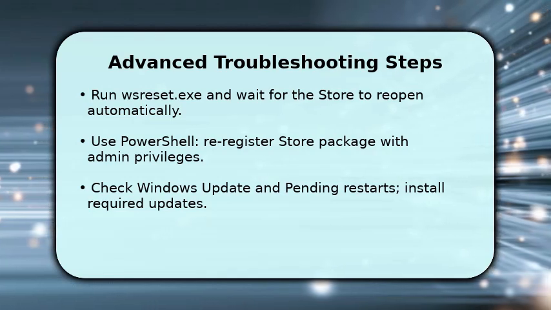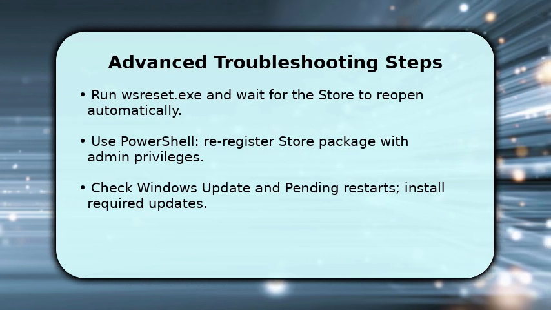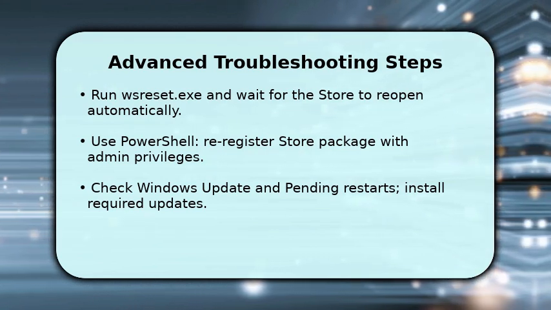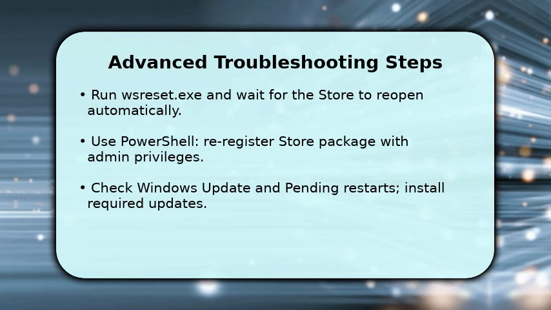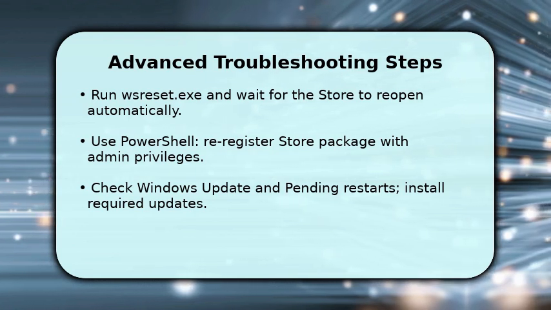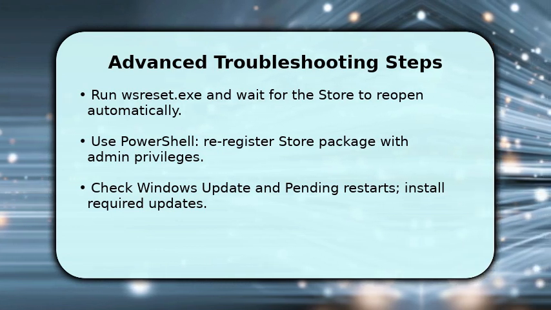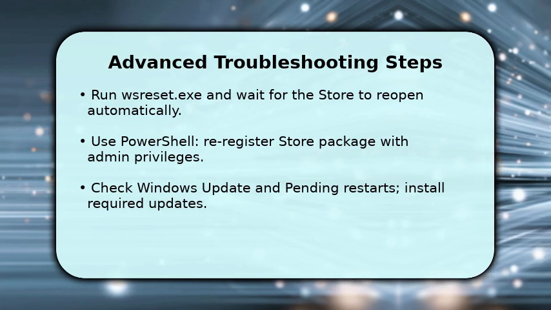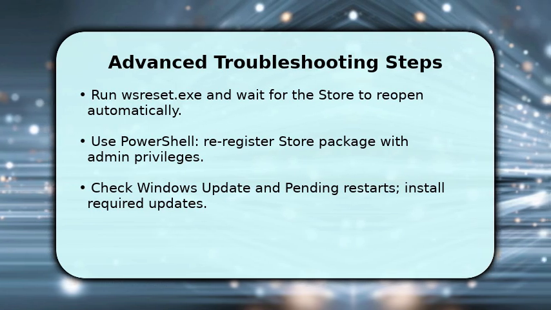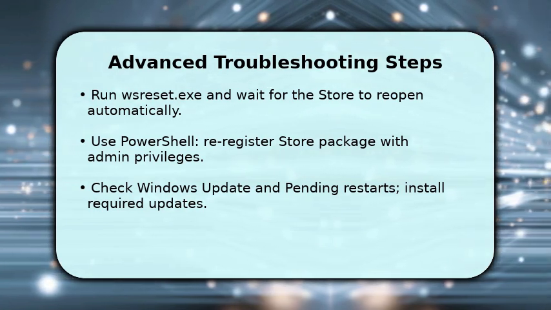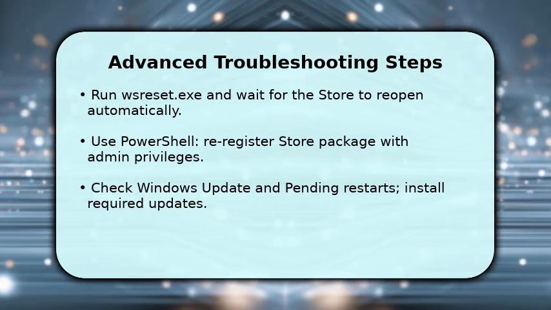Next, run deeper fixes to resolve stubborn update errors. First, run WSReset.exe. This clears the store cache and often fixes update stalls. If that doesn't work, open an elevated PowerShell and re-register the store package. This repairs app registration issues that block updates. Make sure Windows Update has no pending restarts because system-level updates can lock store components. After each command, restart the PC. These steps rebuild connections and replace corrupted metadata so an update can complete successfully.